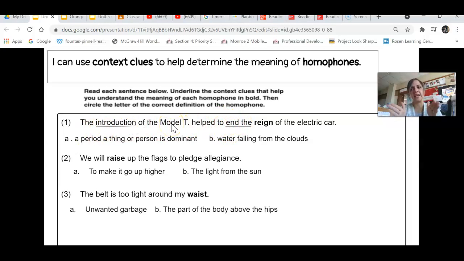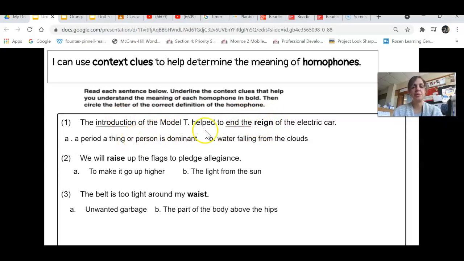If there's a beginning and an end, something might have happened in that time and it was a powerful thing. Let's try and plug that in. The introduction of the Model T helped to end the powerful time of the electric car. That sounds right. It makes sense to me. So we looked inside, we looked outside, and then we just plugged in a word.